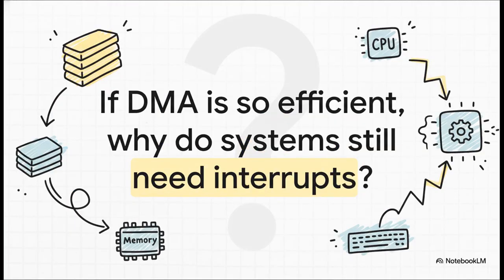And this all leaves us with a final thought to chew on. We've seen just how powerful DMA is for these big data blocks. But that kind of begs the question, right? If DMA is so much better, why haven't we just gotten rid of the old interrupt system completely? Why do our computers still need both?